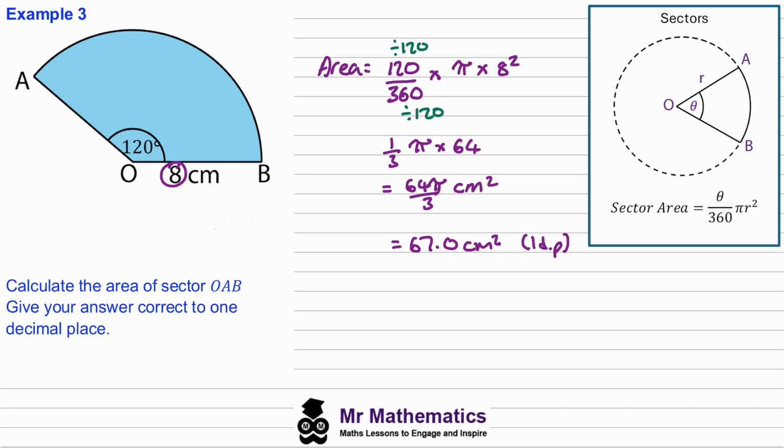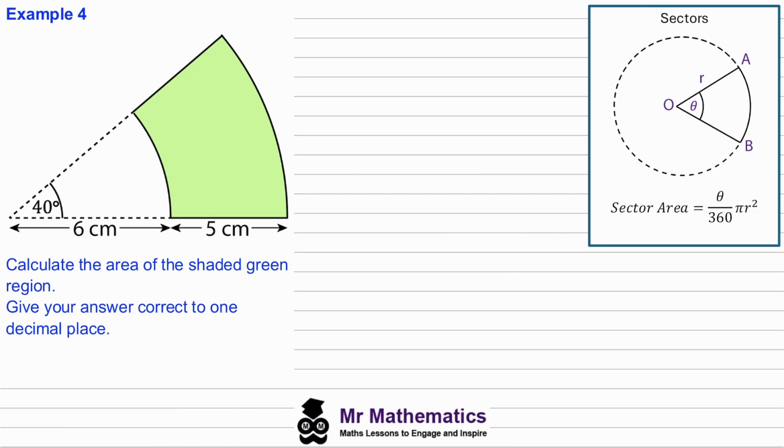Let's try another question. So now we've been given this composite shape, and we've been asked to work out the area of this green shaded region, giving the answer to 1 decimal place. So again, do you want to give this question a go yourself? You can pause the video, and when you come back, we'll go through the solution.